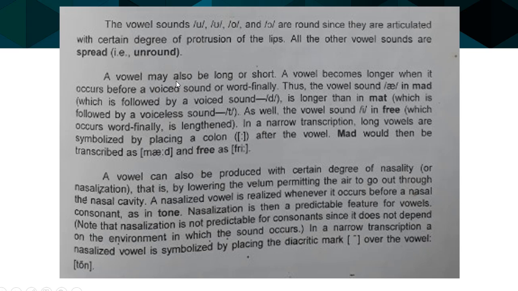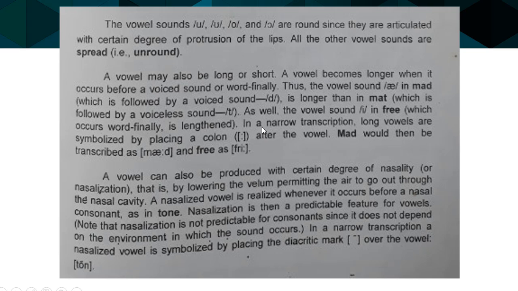It says, a vowel may also be long or short. A vowel becomes longer when it occurs before a voiced sound or word finally. Do you remember that? Voiced and unvoiced? The vowel sound in "mad," which is followed by a voiced sound d, is longer than in "met." Why? Because the sound d is voiced, and t is voiceless. "Met" is followed by a voiceless sound t. As well, the vowel sound in "free," which occurs word finally, is long.